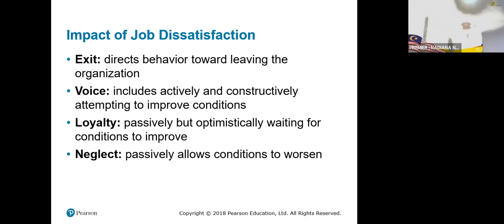Number 3 is loyalty. Loyalty is passive but optimistically waiting for the condition to improve. Or they are still loyal. They don't quit. They don't voice out. They are hoping the condition will improve. That is a very big group in the organization.